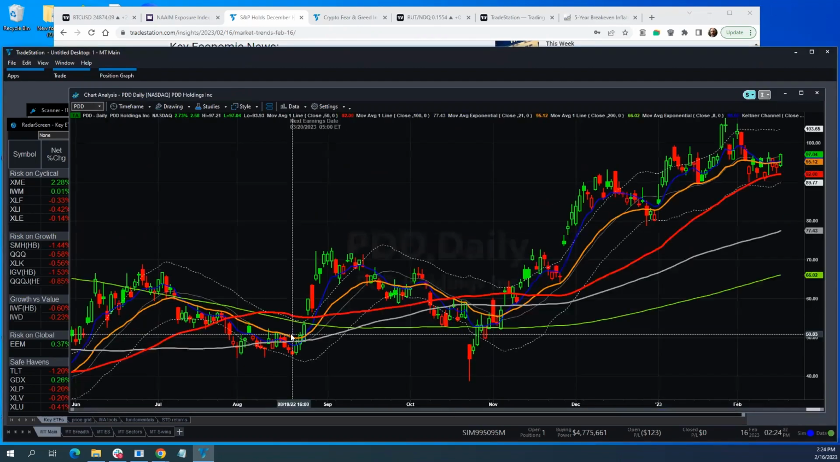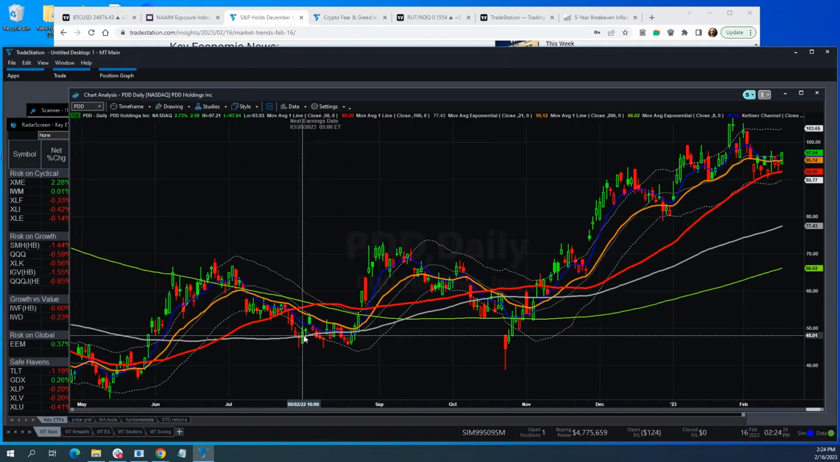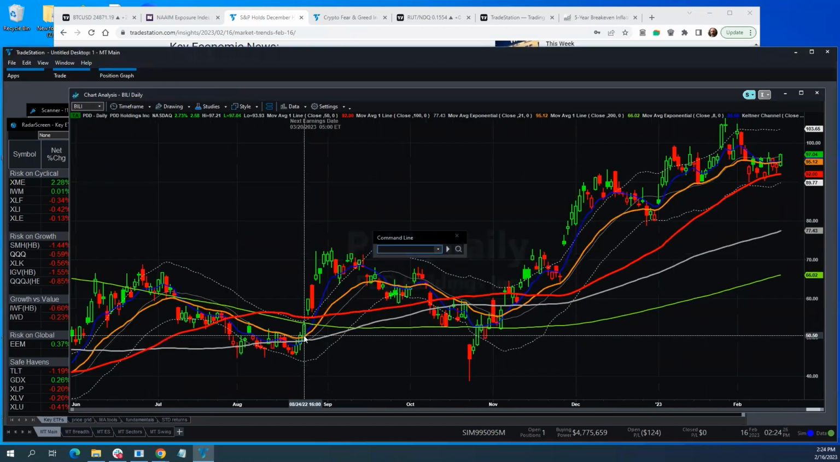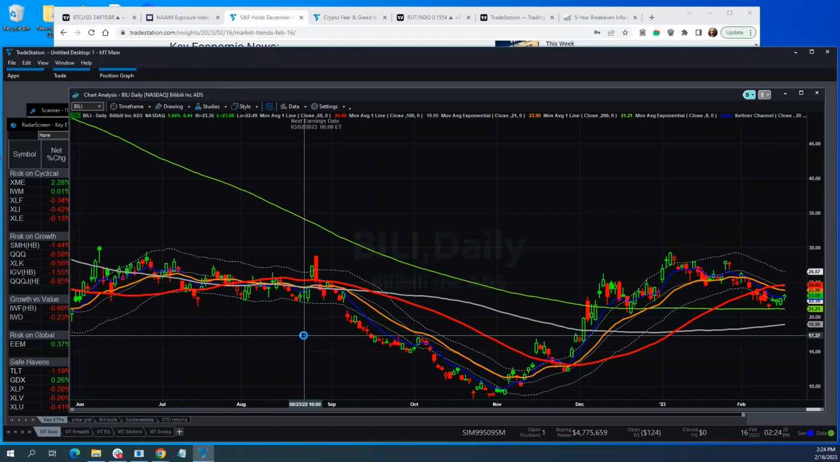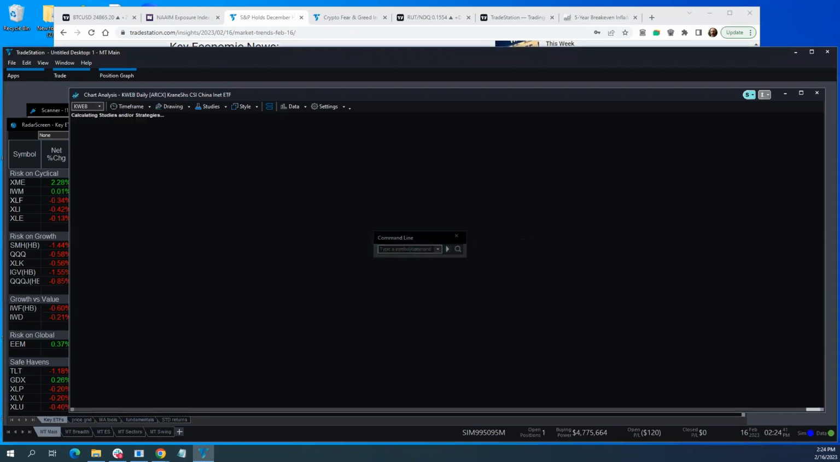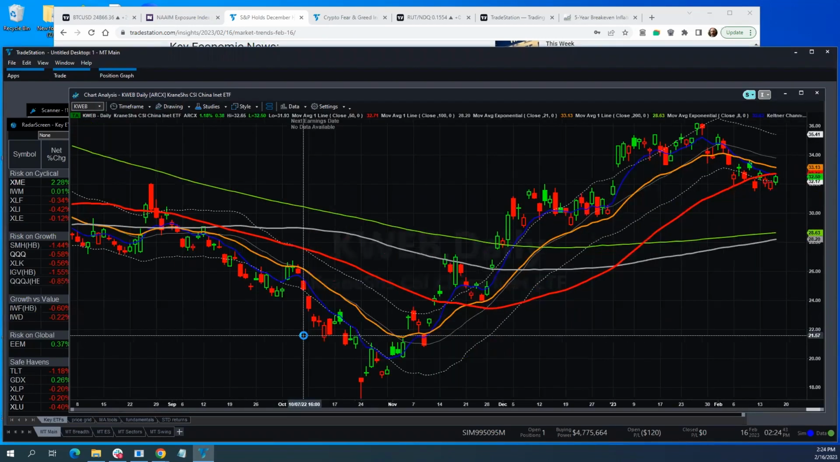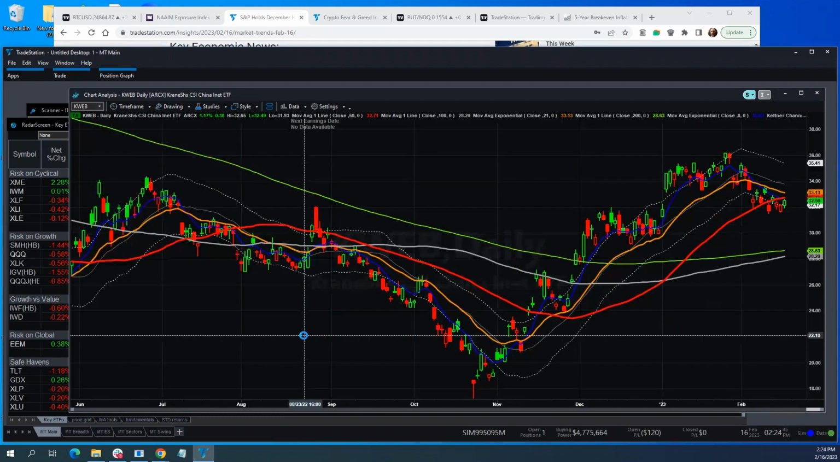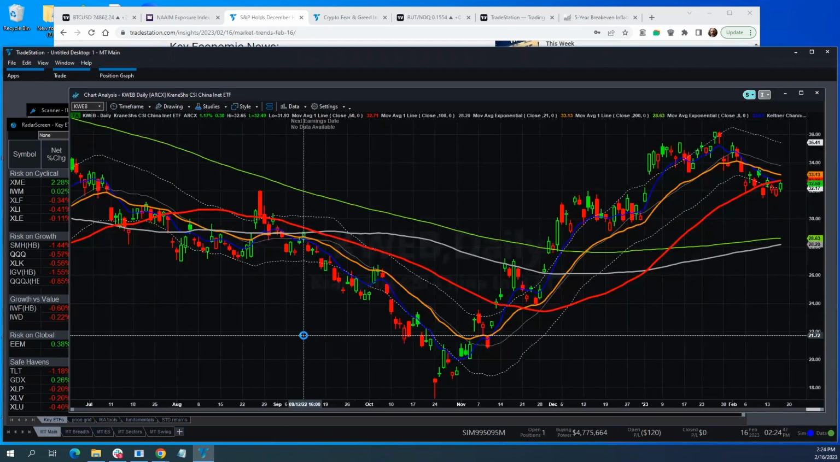PDD is another interesting one that has not pulled back nearly as much. So, for me, it's interesting that the Chinese tech stocks can do well, even if China is limping along. I think it's interesting just to put these back on our radar, because KWEB and these Chinese stocks have had some pretty significant pullbacks here. And I think it's interesting to have these on our list.